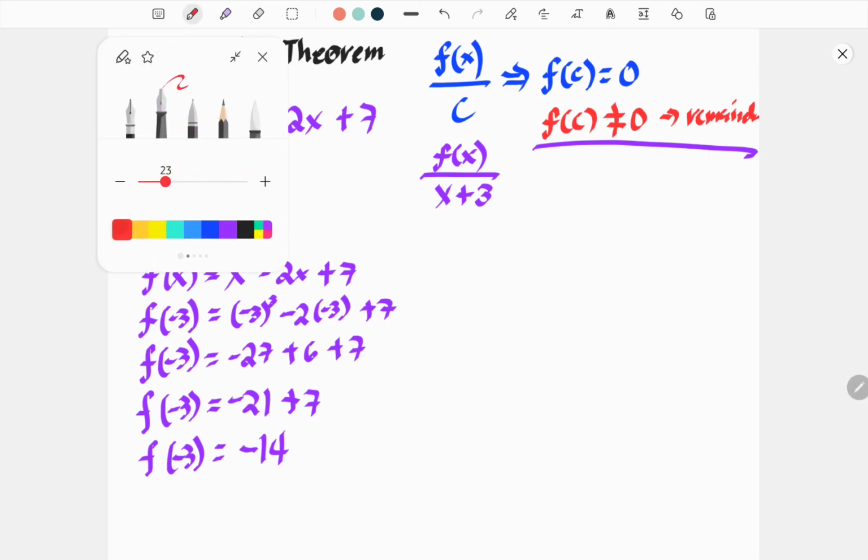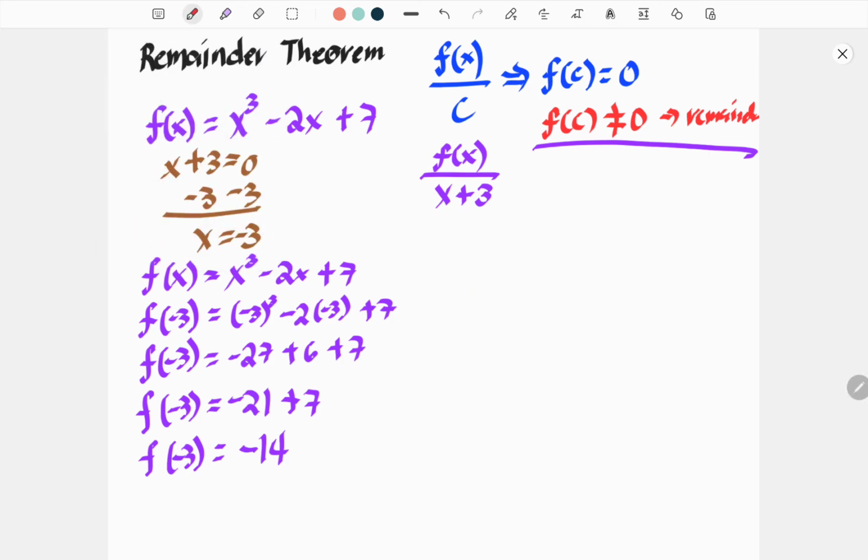So we can now say that, therefore, x plus 3 is not a factor of f of x. That's the conclusion that you could say. It's not a factor because it's not equal to 0, and the remainder is negative 14. So that's how you go on with the remainder theorem.